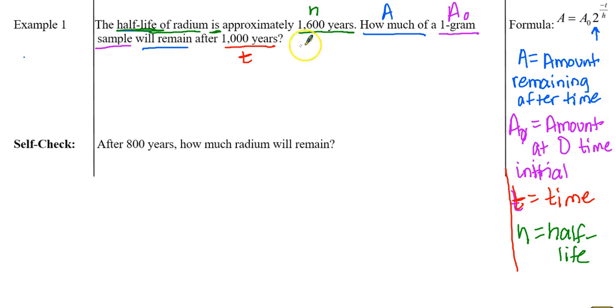So we're going to write our formula. We're looking for A is equal to 1 gram times base 2, because it's a half-life, right? And we're going to raise it to a negative power. And then we're going to plug in what goes on top, time. So that would be 1,000 over half-life, which would be 1,600. So there's our formula. There's our equation that we're going to plug into our calculator.